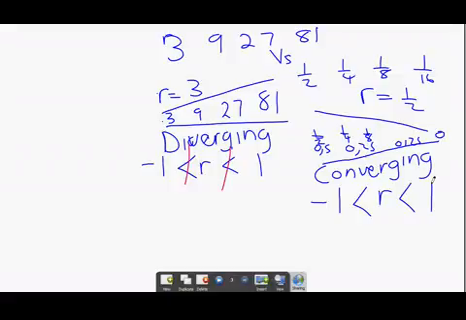So that is what we were looking at today. We have seen what a geometric sequence is, and we have gone further to classify a geometric sequence, whether it's converging or diverging.